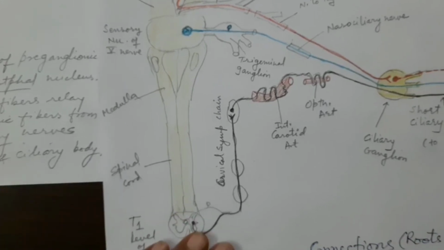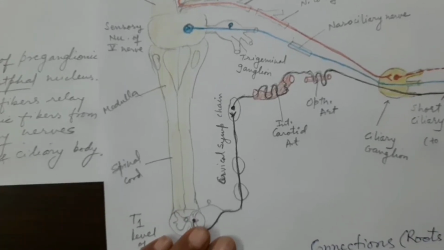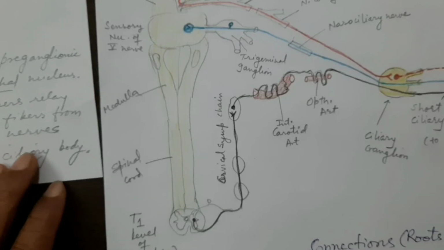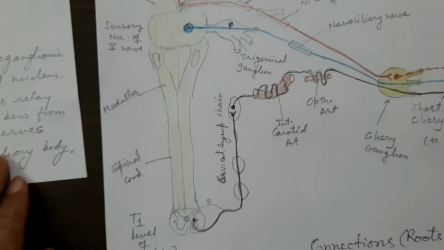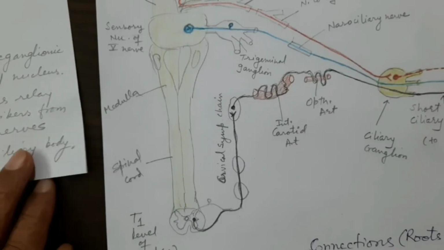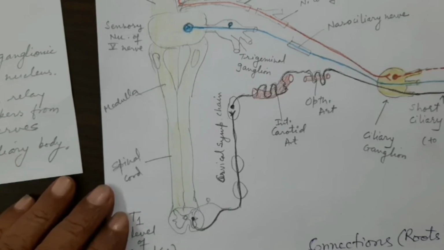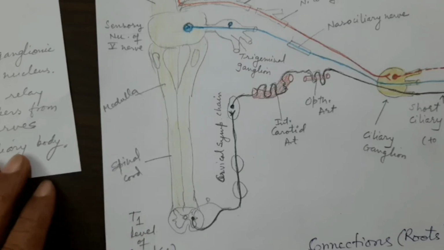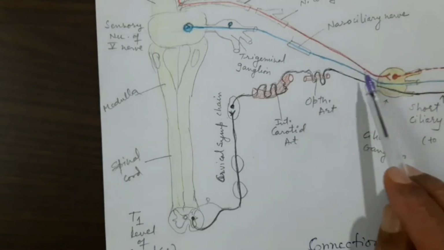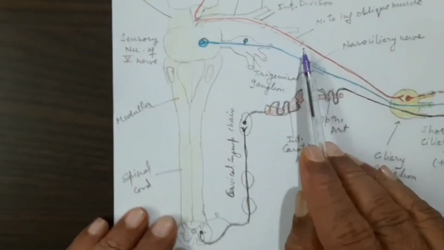So this innervation goes to the sphincter pupillae, and it also innervates the muscles in the ciliary body. The ultimate effect is that it leads to the constriction of the smooth muscle, which is called the constrictor pupillae. This muscle is circularly arranged around the pupil, in the iris. So this was one of the connections, or roots: the parasympathetic.